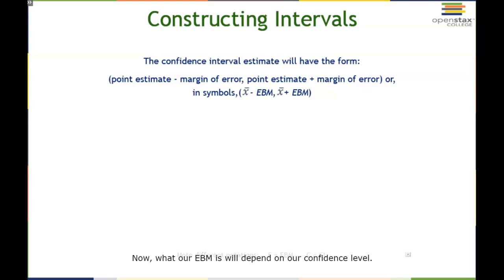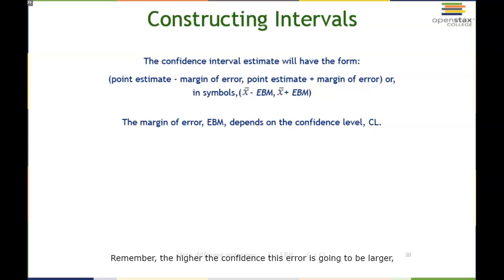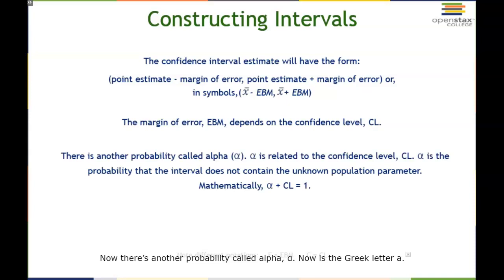Now, what our EBM is, this error will depend on our confidence level. Remember, the higher the confidence, this error is going to be larger. The smaller the confidence, the smaller the error. Now, there's another probability called alpha, and that's the Greek letter A. It looks like the normal A, but it is a Greek letter A. It's related to the confidence interval. Mathematically, alpha plus this confidence level will equal 1.